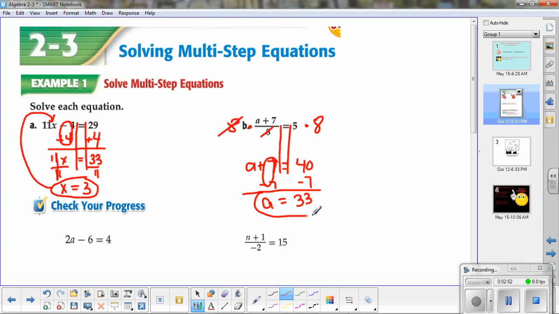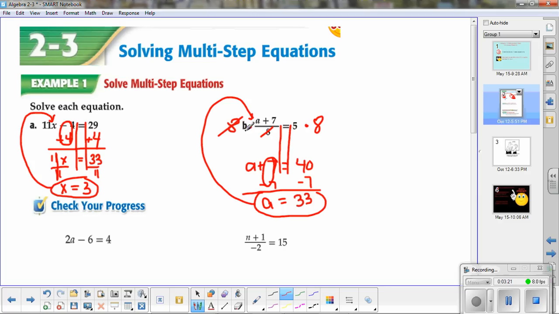Now to check your work, you take this 33 and plug it back in for A. 33 plus 7 is 40, and 40 divided by 8 is 5, so we do have the correct answer. The reason why this one is a little bit tricky for kids sometimes is because it was reverse the way that we went through it. In this example, we went add and then divide, and in this one, we multiplied and then subtracted.